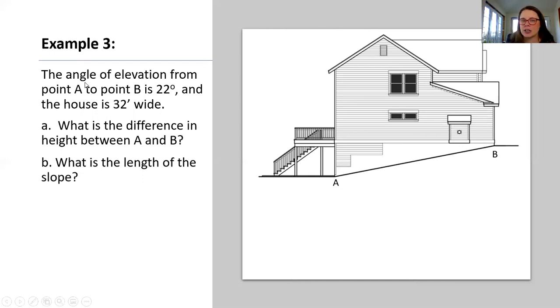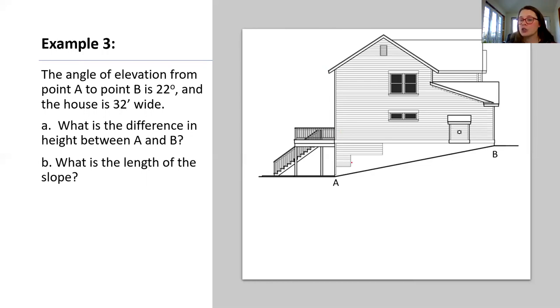So this question tells us the angle of elevation from point A to point B is 22 degrees. You will see this question show up in your quiz, so pay attention to this one. The angle of elevation from A to B is 22 degrees, and the house is 32 feet wide. What is the difference in height between A and B? Secondly, what is the length of the slope? So 2 pieces to calculate.